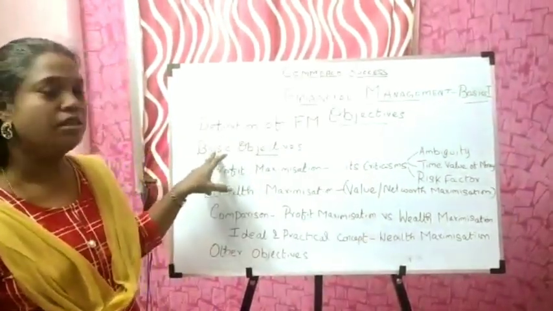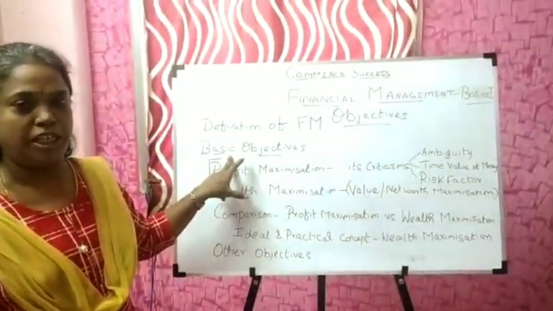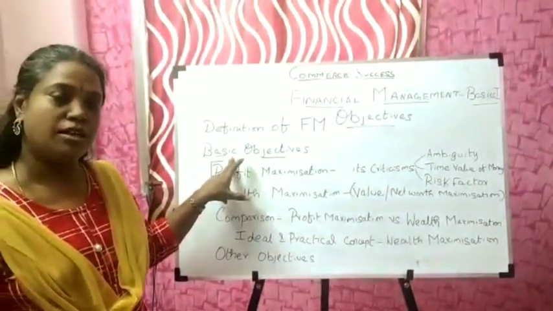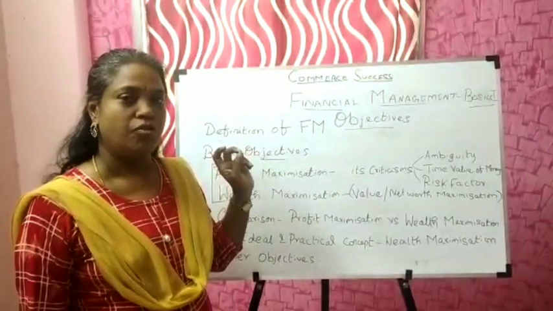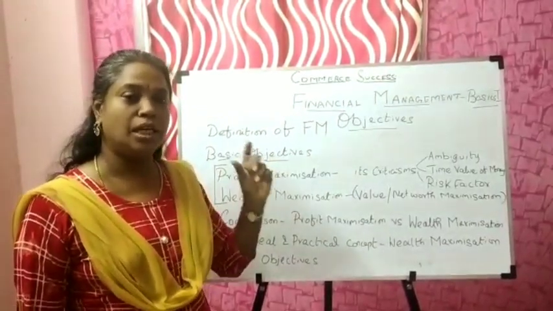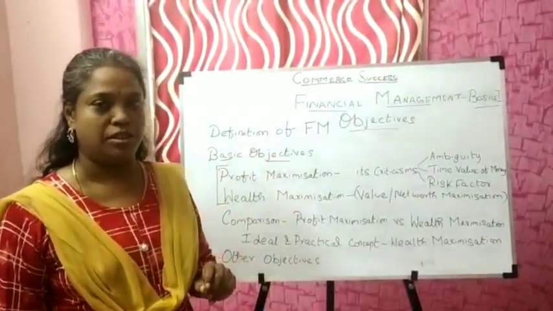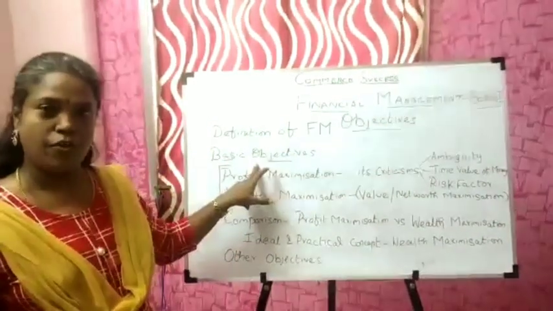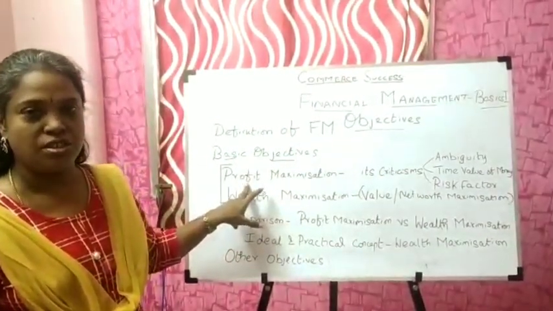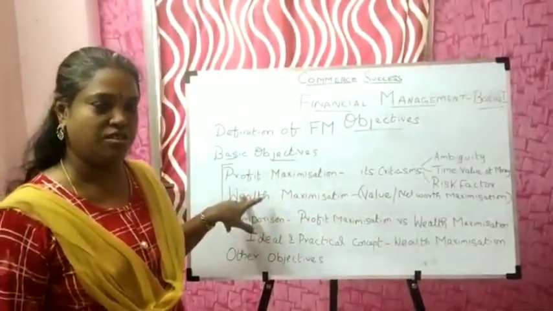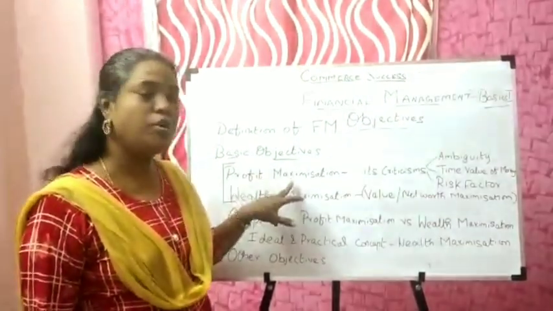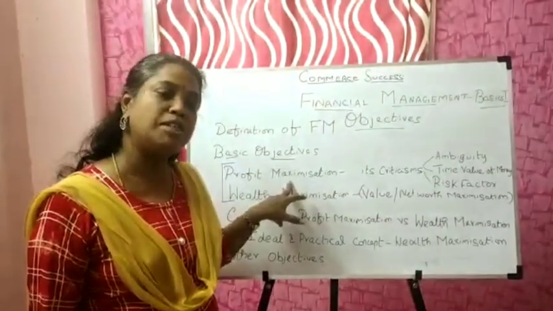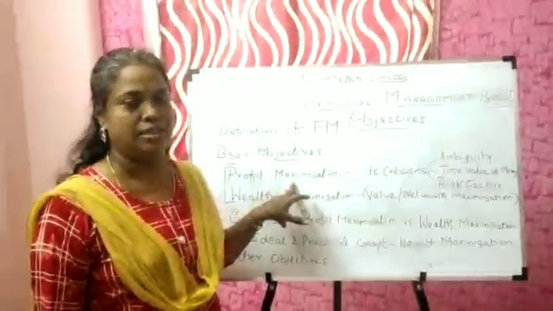Now let us see the objectives of financial management. Actually, there are basic objectives as well as other objectives. We will see first what the basic objectives of financial management are. In basic objectives, we have profit maximization. The other one is wealth maximization. First, let us see what is profit maximization. Profit maximization is maximizing the profits for the business.